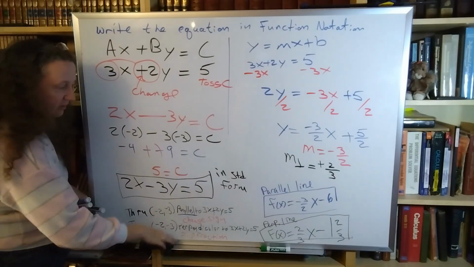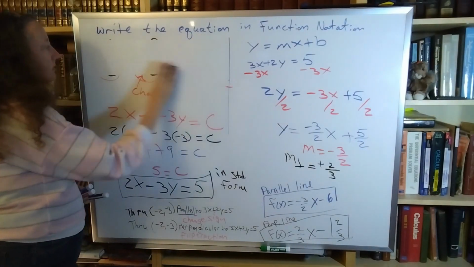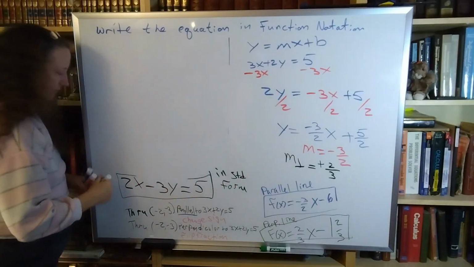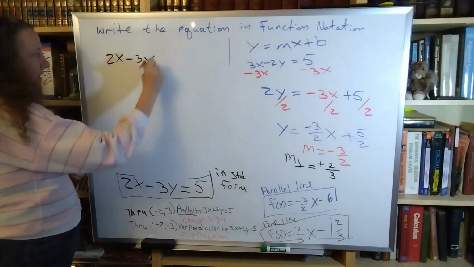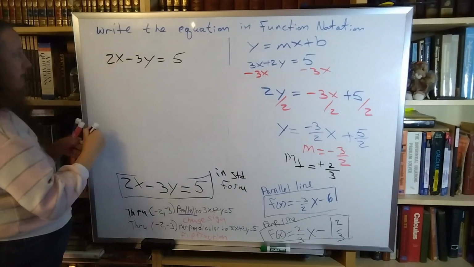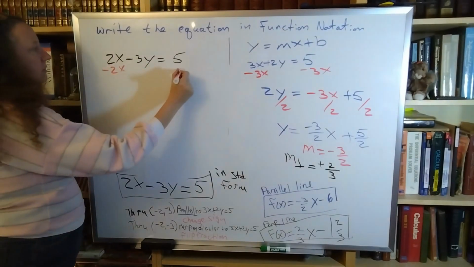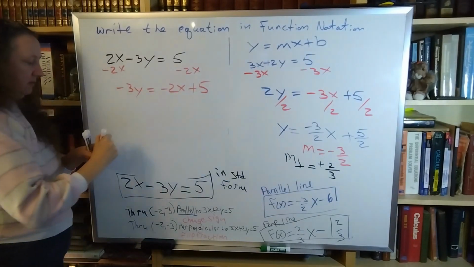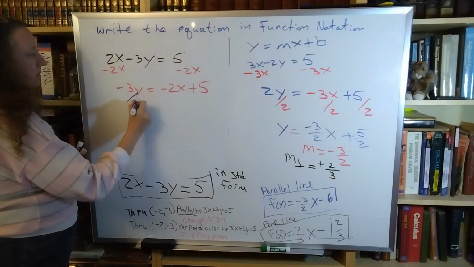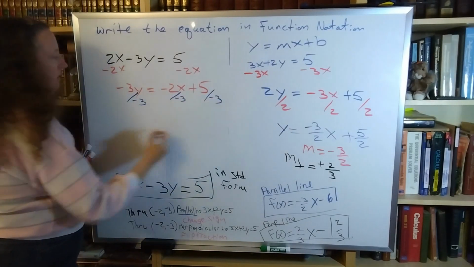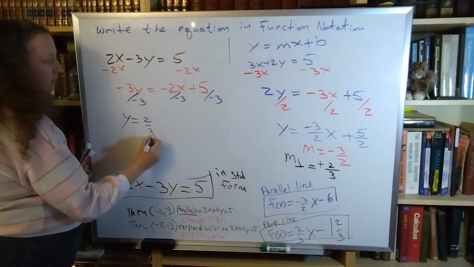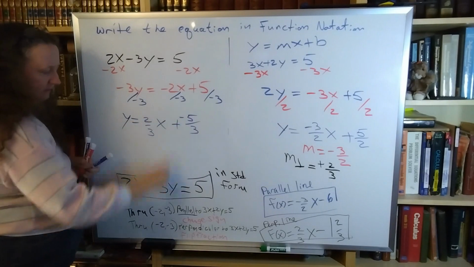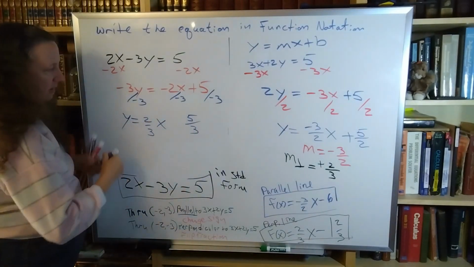And then I can take that and change it into y equals mx plus b. So 2x minus 3y equals 5. Solve for y. So I subtract my 2x over. So I have negative 3y equals negative 2x plus 5. Divide the negative 3 out. I have y equals 2/3 x plus negative 5/3. And instead of writing that plus negative, I'm going to write that as just a minus sign.